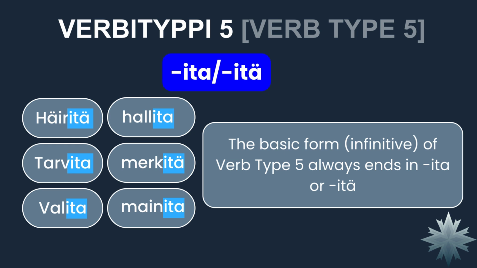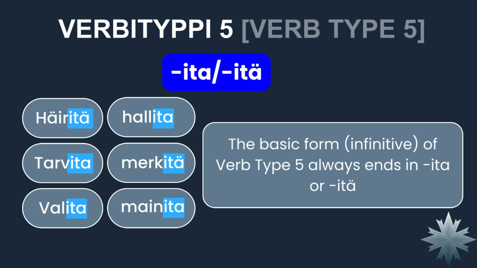Verbityppi 5. Verb type 5. Verbs belonging to this verb type end in ita or itä. For example, häiritä, to disturb, it ends in itä. Tarvita means to need, it ends in ita. Valita, to choose, it again ends in ita.